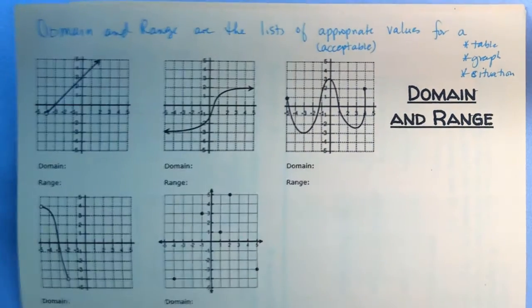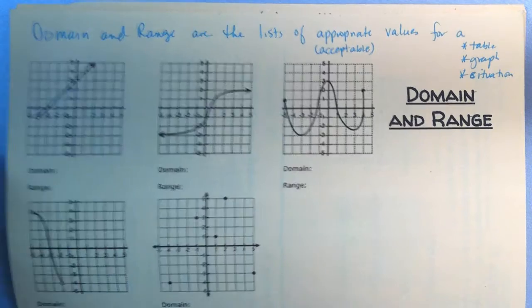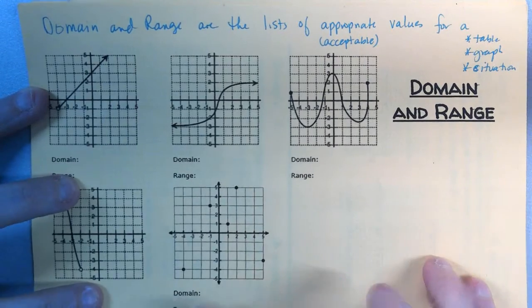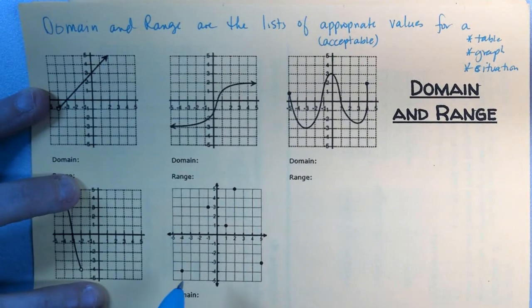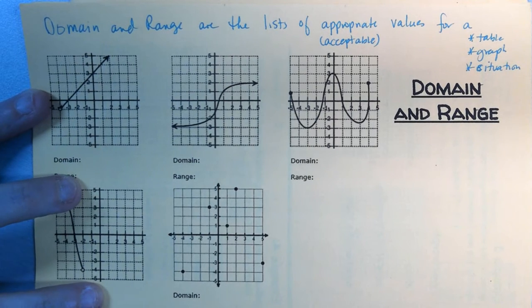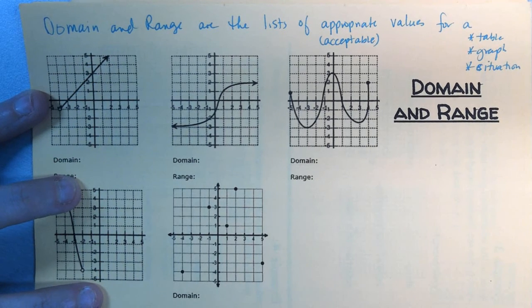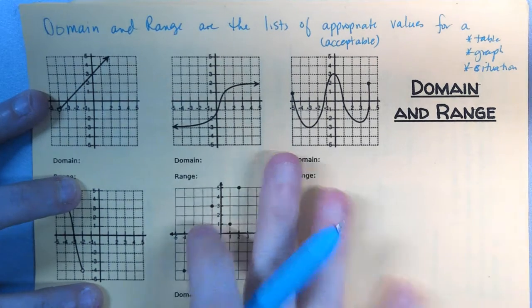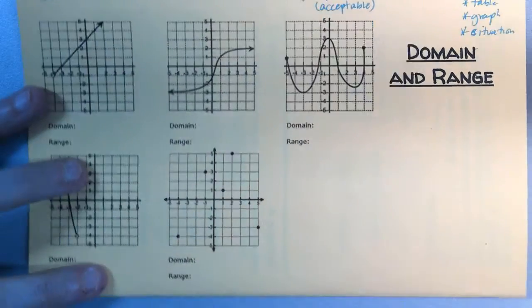Okay, so they're the list of appropriate values for a table, graph, or situation. I'm going to do 2 problems, 2 examples, and then you're going to do your homework tonight, which is actually only going to be 4 problems. You're only going to do questions 1 through 4. And then we'll do the rest of it on Monday.